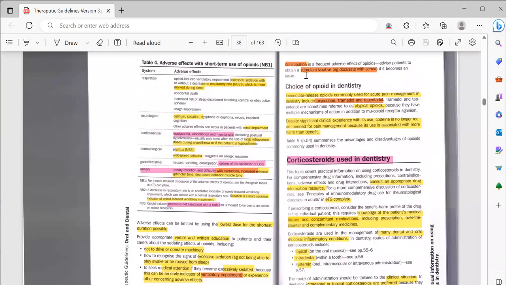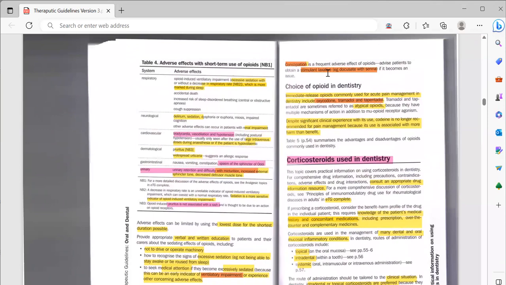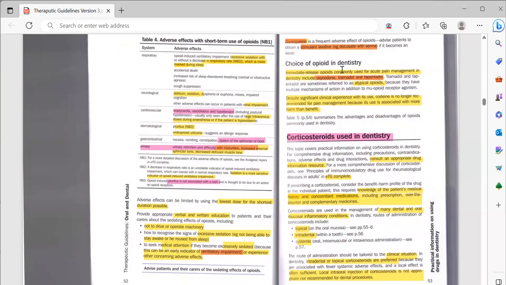Okay. And constipation is a frequent adverse effect of opiates. Advise patients to obtain a stimulant if they are experiencing constipation. Then you can advise your patient to take a stimulant laxative, which is docusate with senna, if it becomes an issue.